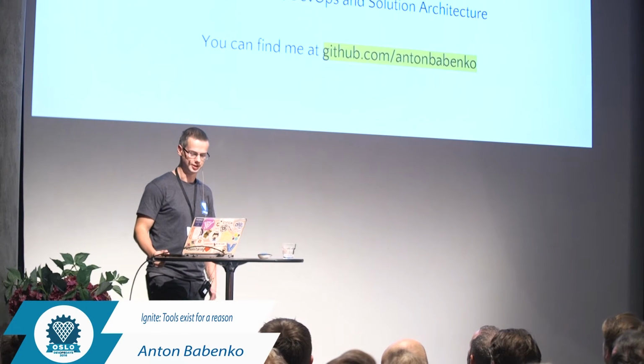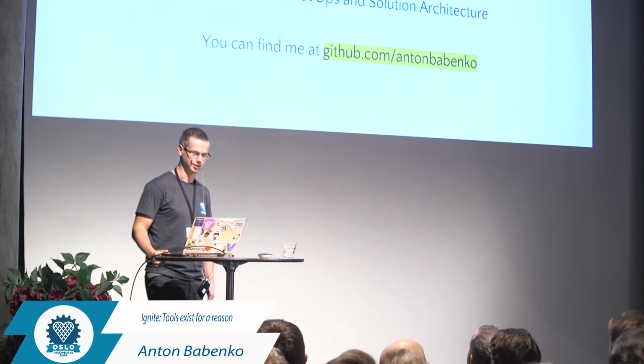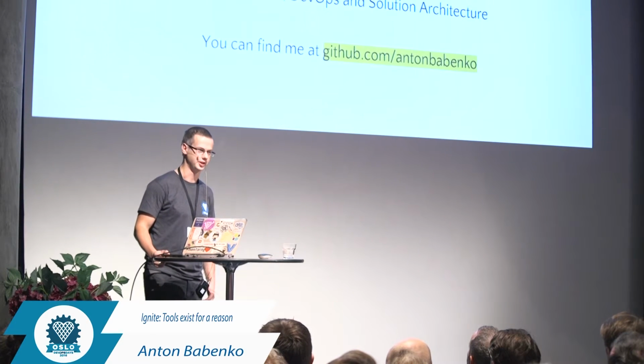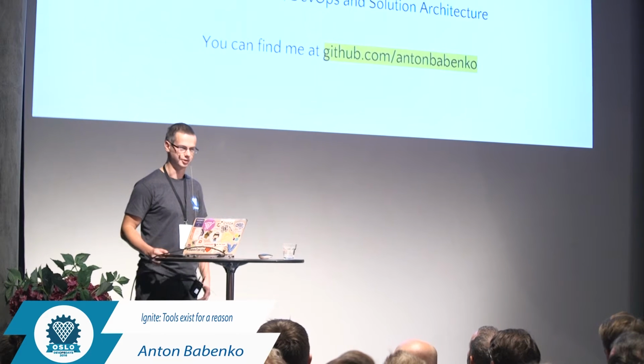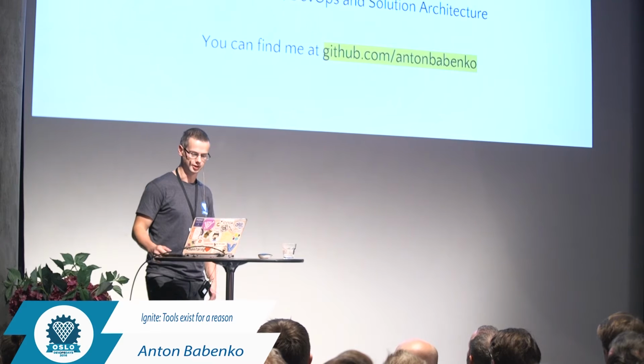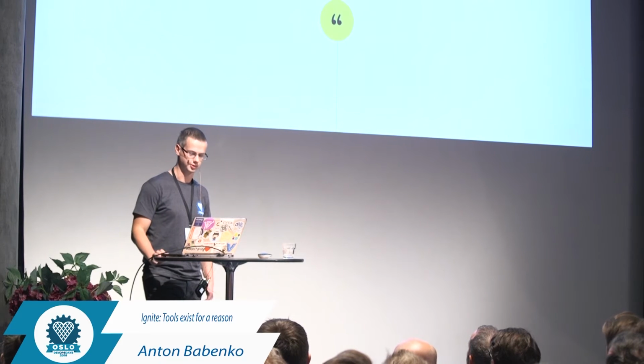So first of all, who am I? My name is Anton Babenko, and for the last 10 years I have worked as a web developer, tech lead, and CTO. I really like to work with Amazon Web Services and DevOps. I actively participate in open source.